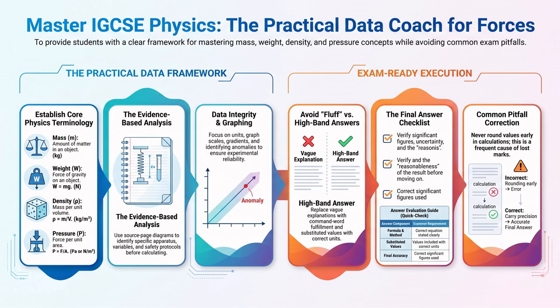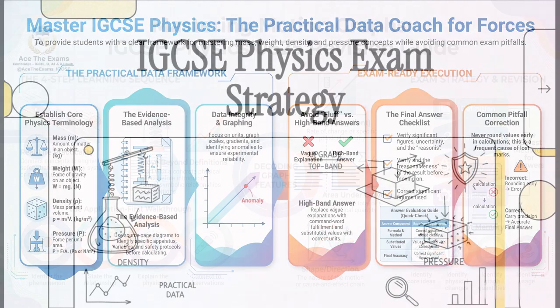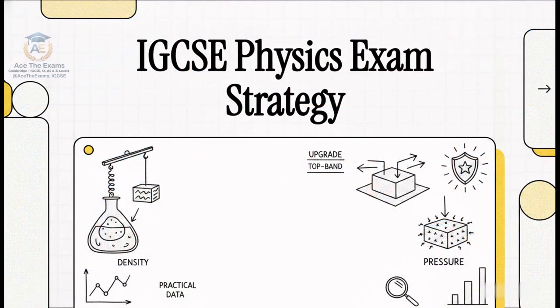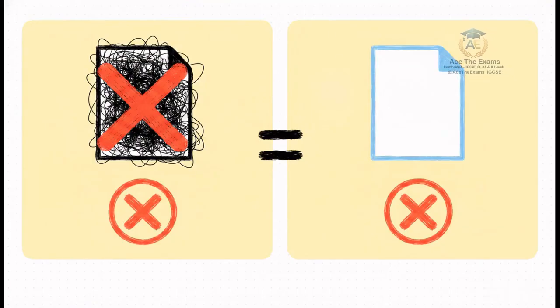Look, if you're losing marks on practical data questions involving mass, weight, density, pressure, and resultant force, you're definitely not alone. But today, we're fixing that entirely. Let's immediately upgrade your last-minute revision plan into a top-band scoring system for your Cambridge IGCSE physics exam. Take a look at this flawed student answer.